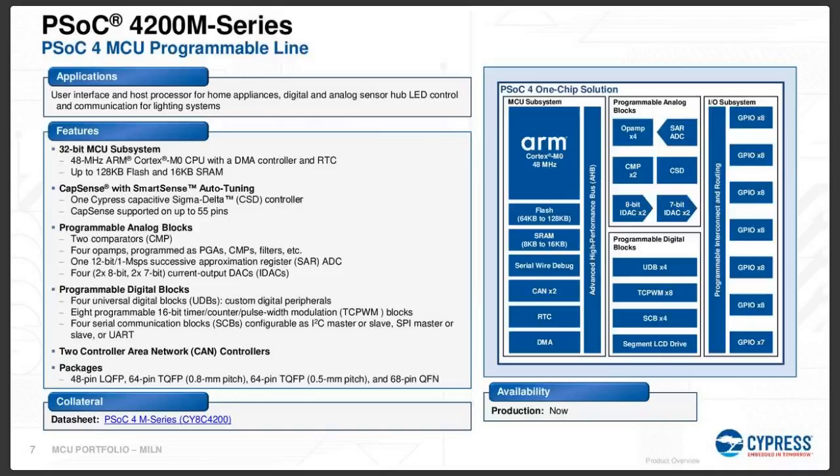These blocks here in the middle have the analog blocks. So you have the op amps and the comparators, and in this case, with this PSOC 4200M series, it has 4 op amps and 2 comparators. You also see an ADC and a couple of DACs, and the CSD block that you see in this upper middle is for capacitive touch sensing. The bottom middle is the programmable digital blocks.